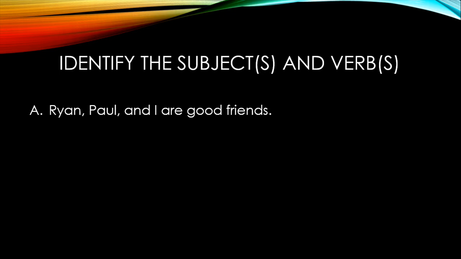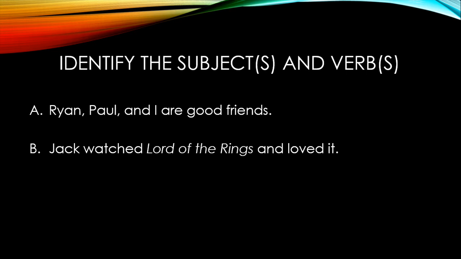Clearly the verb is are, and the subject is Ryan, Paul, I. There are three subjects there. Jack watched Lord of the Rings and loved it. Two verbs here, loved and watched, and Jack is our subject who is doing both of those things.